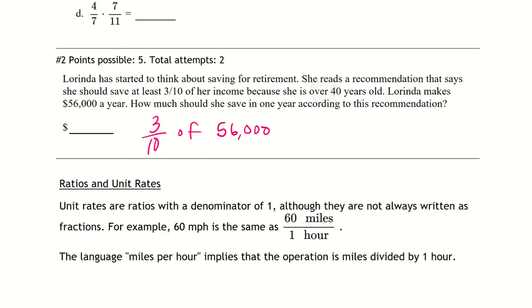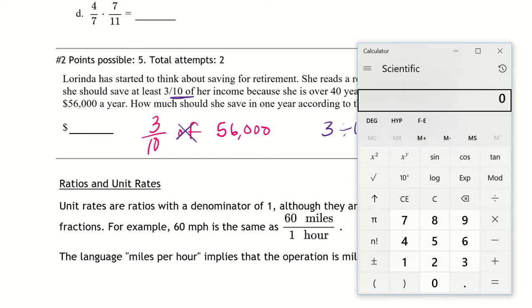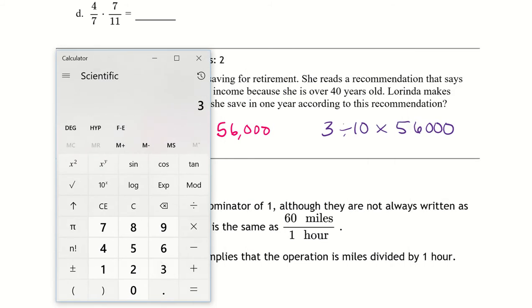Now "of" kind of signals that it's going to be a multiplication. So in my calculator, I might type 3 divided by 10 and then multiply whatever I get by 56,000. So let's type that: 3 divided by 10 multiplied by 56,000, 16,800.